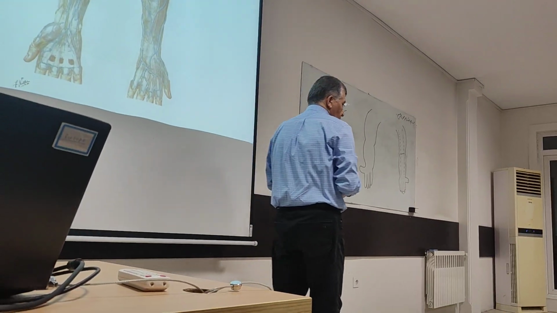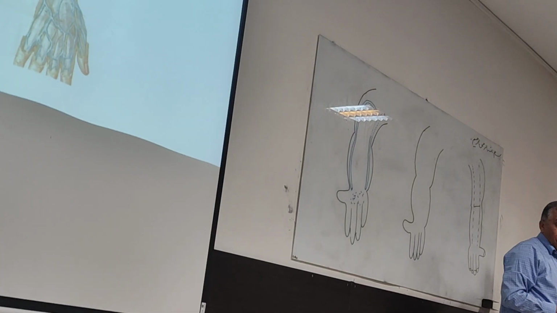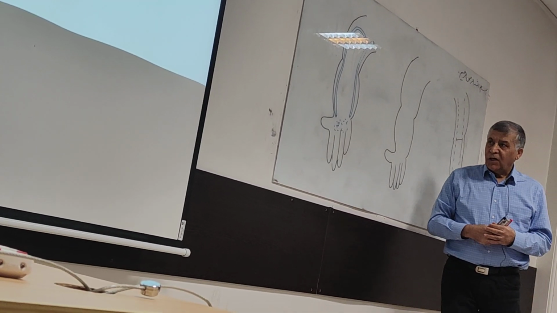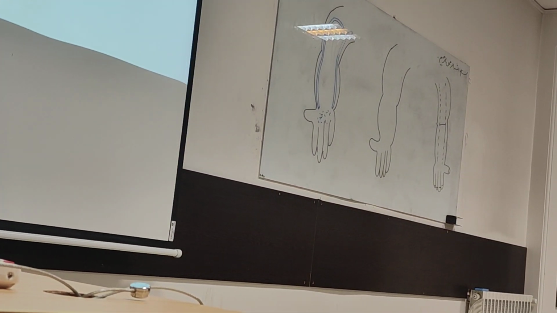Soft tissue of the upper limb. At first, after removal of the skin, you can see two veins.